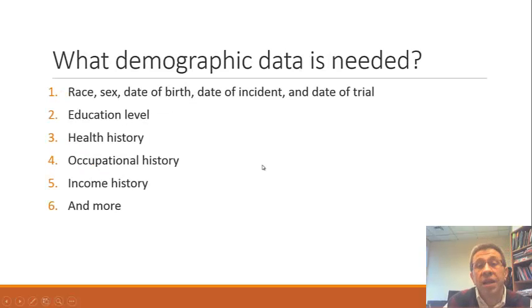Race, sex, date of birth, date of incident, and date of trial are all needed. There are differences in life and work life expectancy across both race and sex. Also, understanding a person's age, of course, is crucial, but the date of the incident and the date of the trial will help determine both past damages versus future damages.